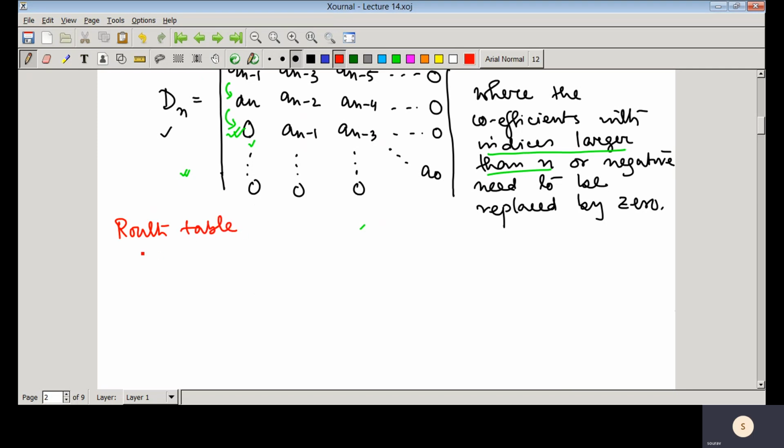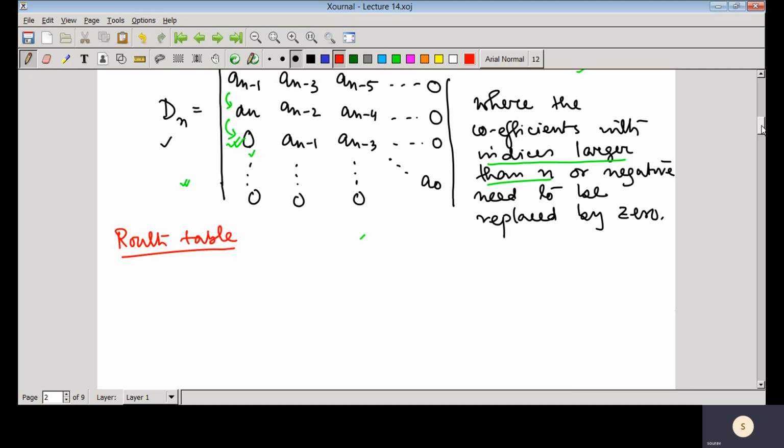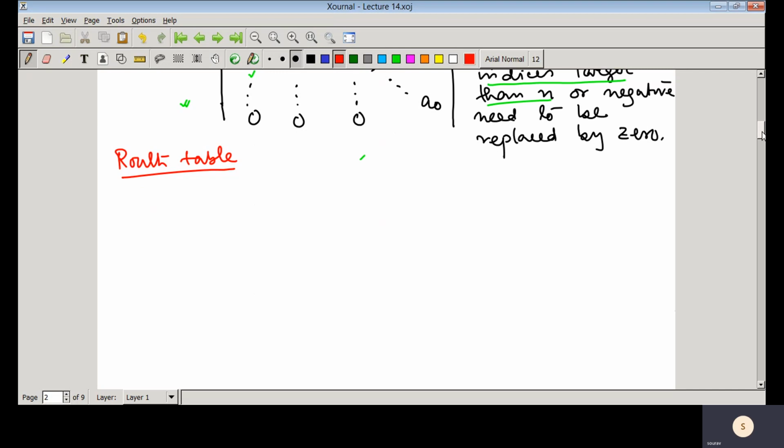This is called the Routh table. Using this particular tabular method, we can easily find out whether the roots of a polynomial are in the open left half of the S-plane or not.